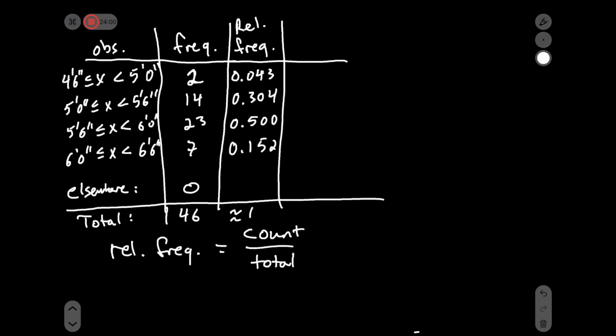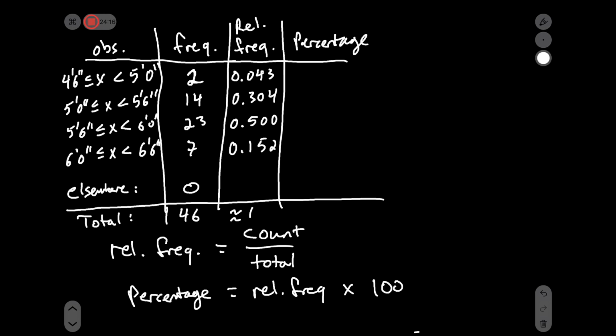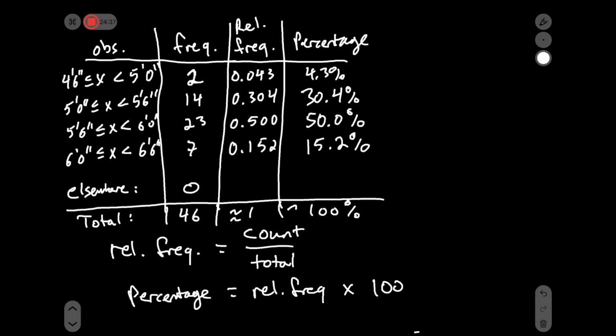Okay, and finally, let's create a column for the percentage. Well, this should be pretty easy. How do you find the percentage? That's just going to be the relative frequency multiplied by 100. 4.3% in this first category, 30.4%, 50%, and 15.2%. Okay, and of course, here at the end, you should get something very close to 100%. All right.